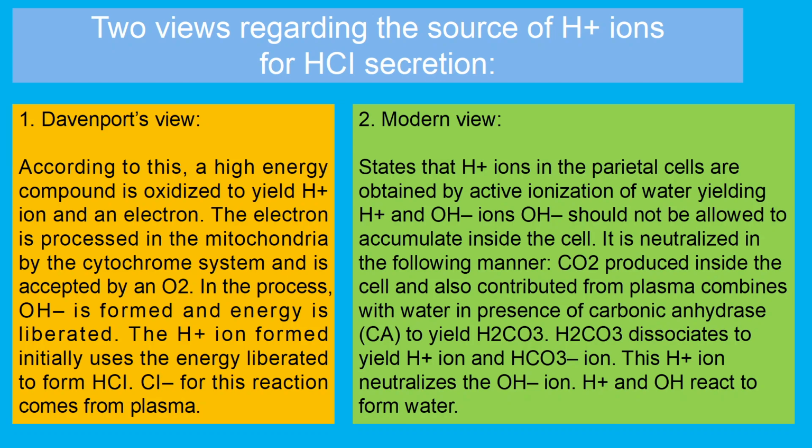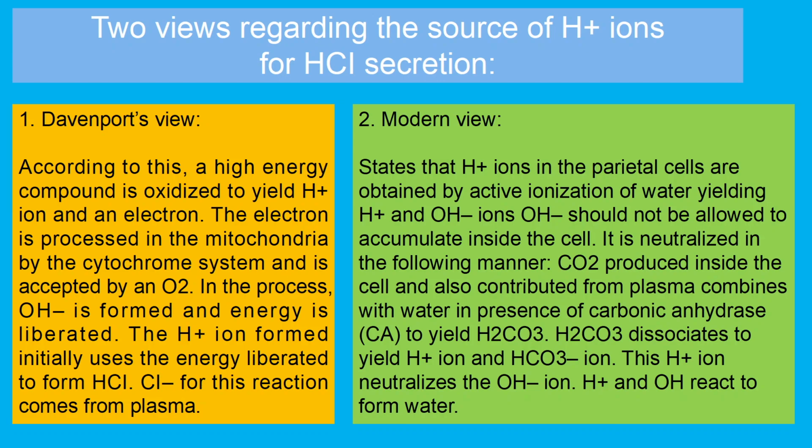Now we have to know the two views seen in HCl secretion, that is the Davenport view and the modern view. According to Davenport's view, a high energy compound is oxidized. During the electron transport chain, a high energy compound will be oxidized to yield H plus ion. So for HCl secretion, how do we get the H plus ion? In terms of the two views, we can connect the formation of H plus ion.